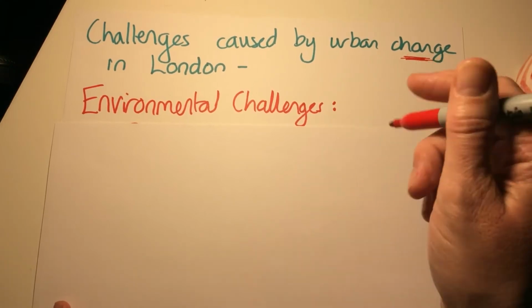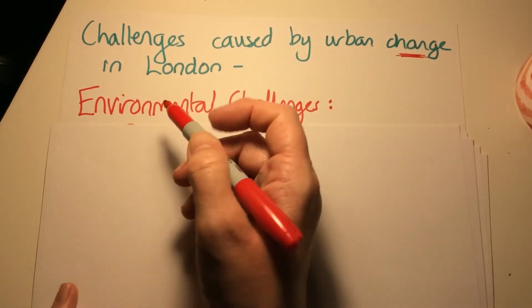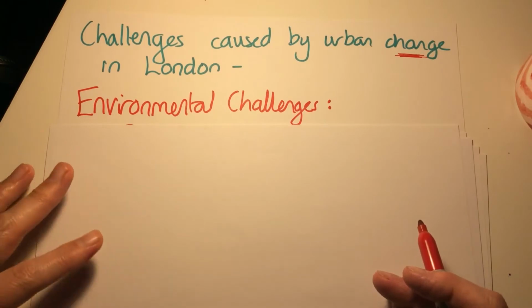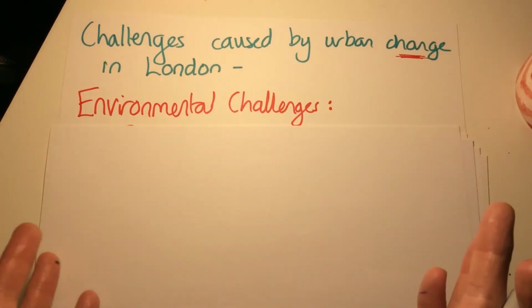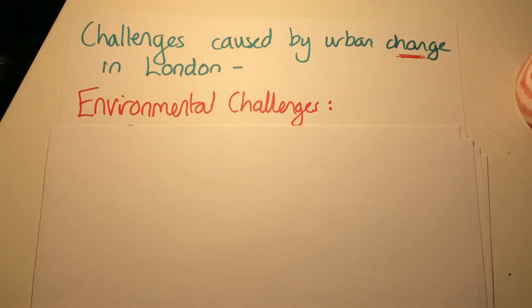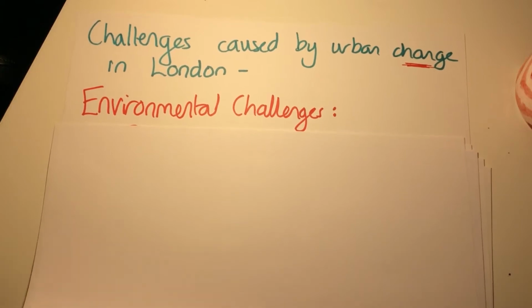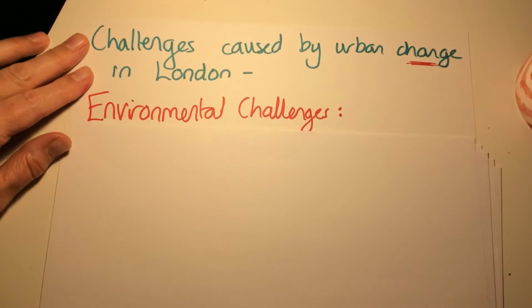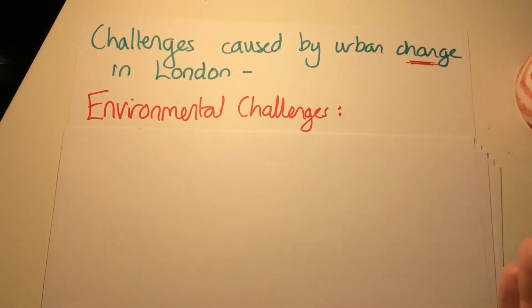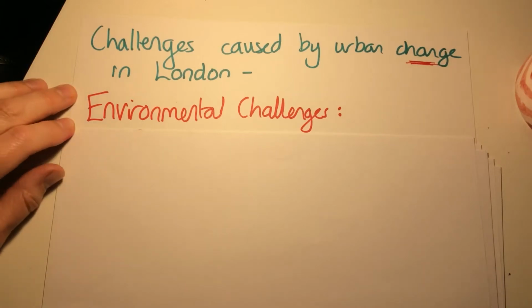environmental challenges. Now, often when we think about the environment, we think about climate change, we think about wildlife, but environmental challenges, the physical environment, can involve buildings, it can involve parks, it can involve different areas, and how those areas impact on the environment. So think about the word environment not just as meaning wildlife and countryside. In this situation, it is very much talking about the environment as you walk around London.